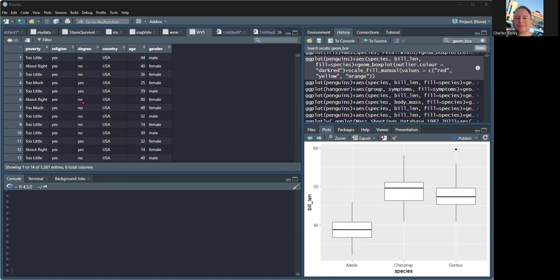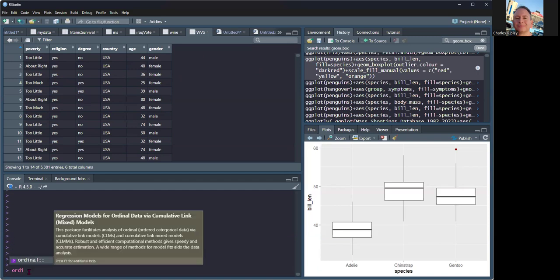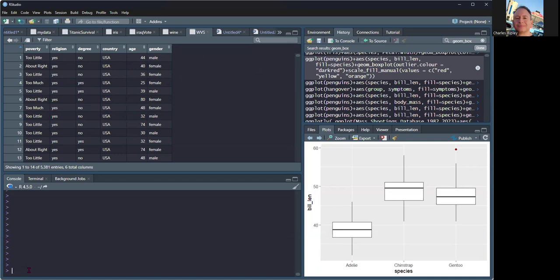So we're going to look at survey data, in case anyone here is interested in survey data. This is what you call ordinal survey data. It's from the ordinal package, and we're going to use the CLM function. So this is poverty. They're asking people with religion, degree, gender, etc. But we're going to focus here on country. How many countries are there?